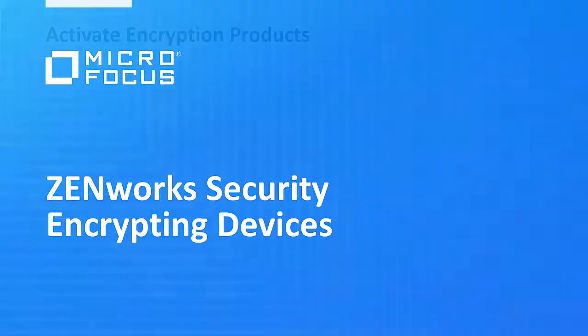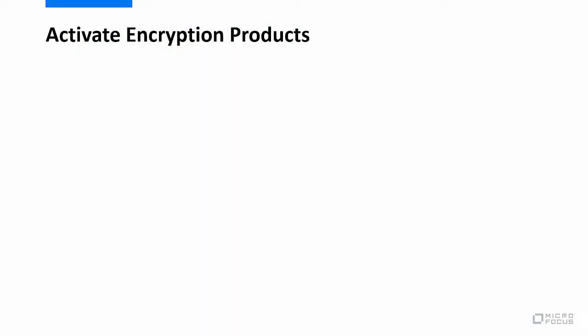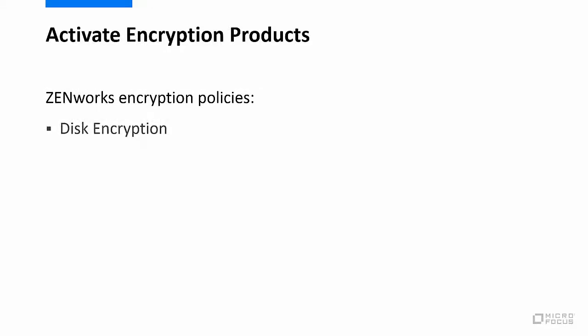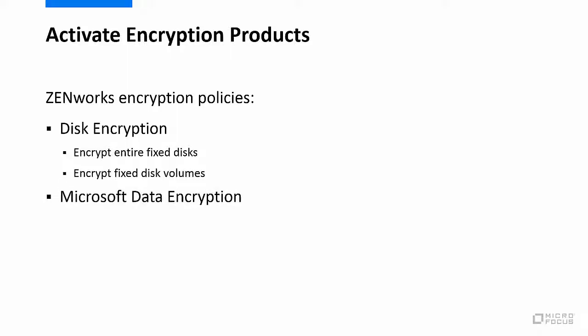In this video, we will demonstrate how to activate the two products that are used to encrypt data on your managed devices. Activating full disk encryption enables creation and deployment of the disk encryption policy to encrypt one or more fixed disk volumes on managed devices. Activating endpoint security enables creation and deployment of the Microsoft Data Encryption policy to encrypt fixed disk folders and removable data drives.